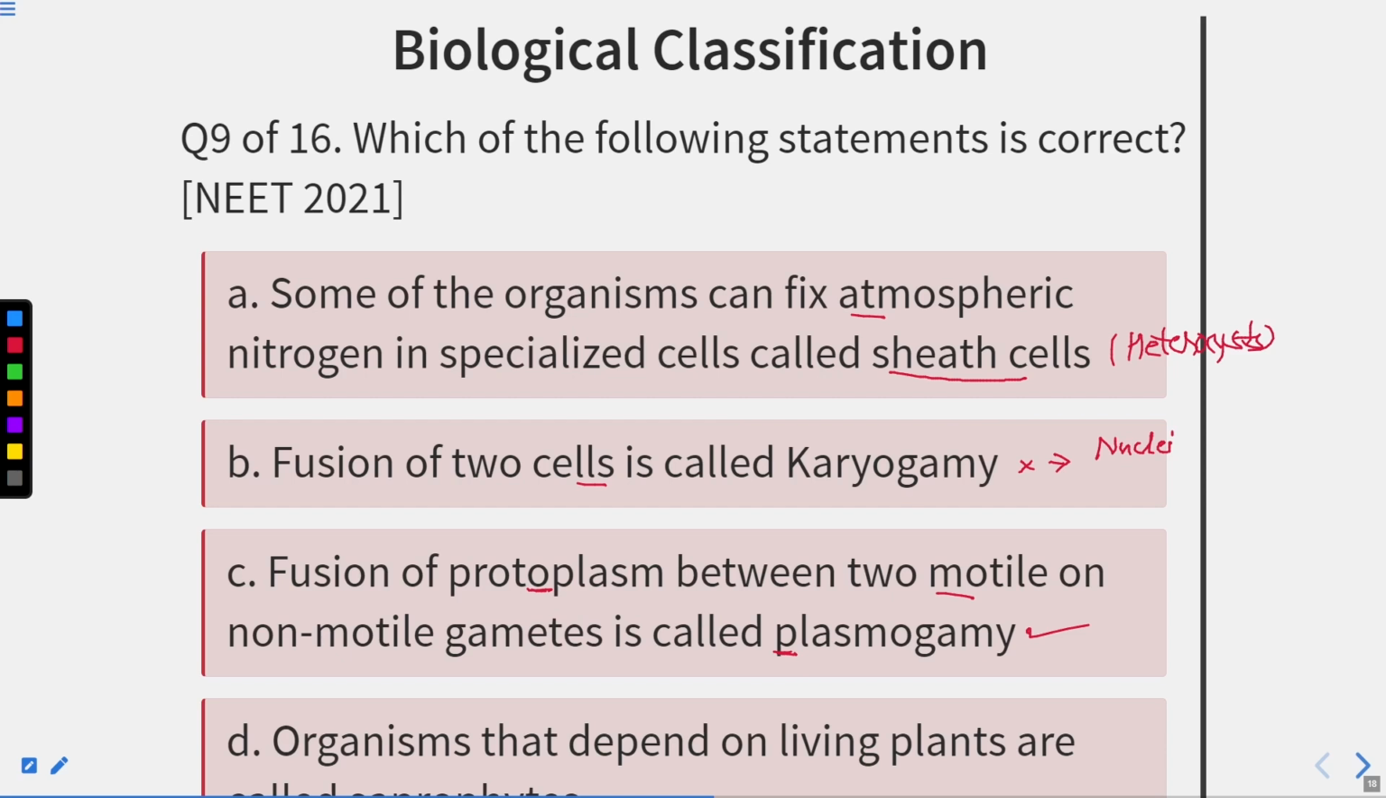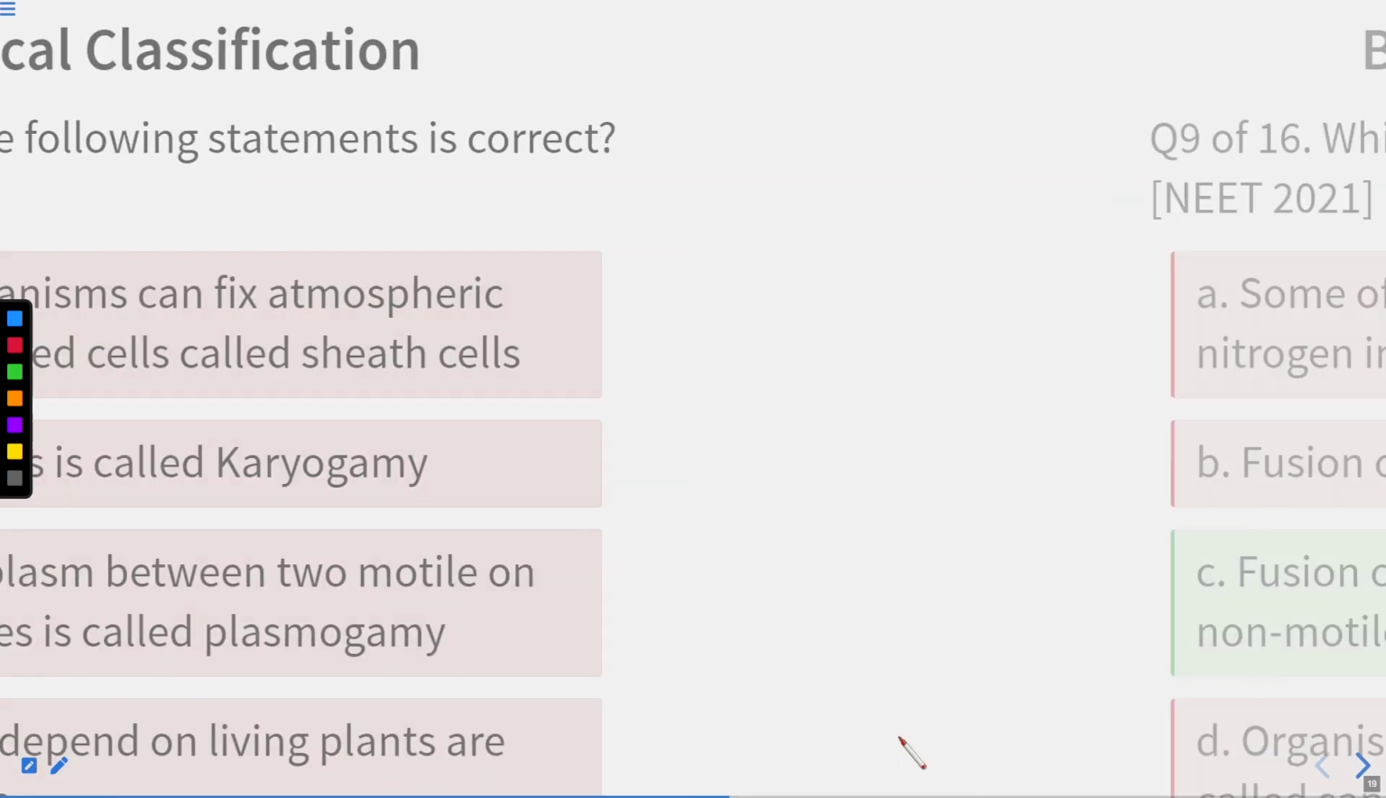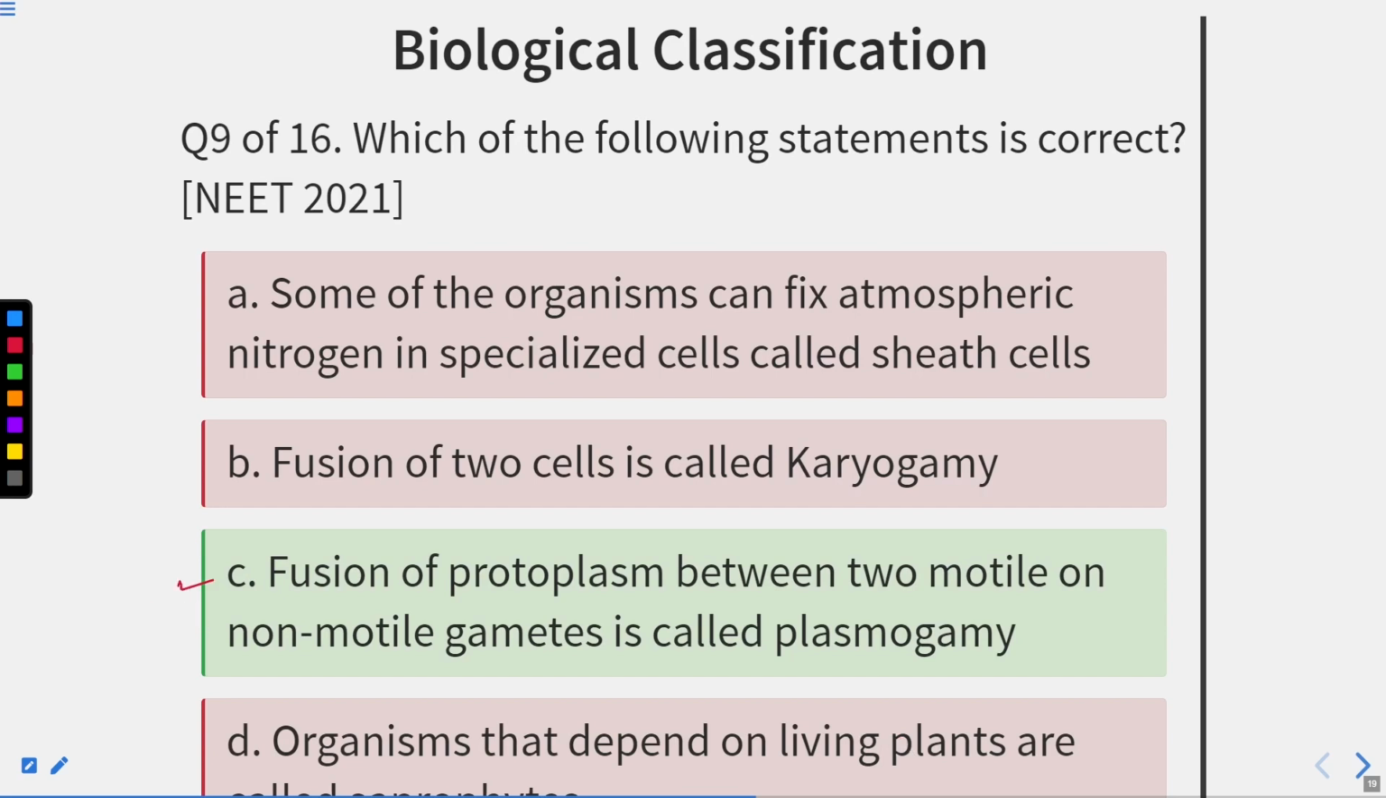Next option is organisms that depend on living plants are called saprophytes. Again, this is not the correct option. What are saprophytes? Organisms which feed on dead and decaying organisms, which obtain nutrition from dead and decaying organisms, are known as saprophytes. So what should be the correct answer? Option C is the correct answer here.